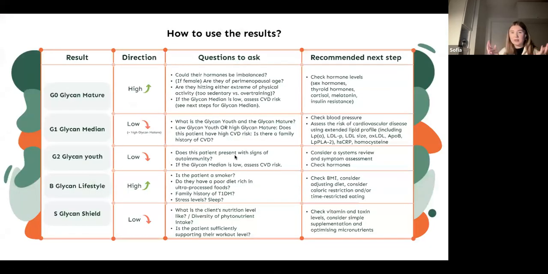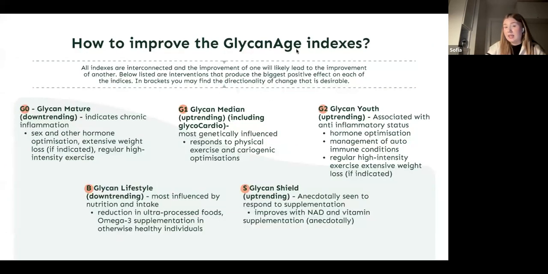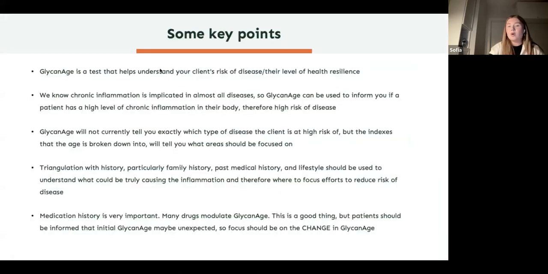So this is just a summary of everything we spoke about the different indexes, and you can refer to this table when you are going to be interpreting results for your own patients. So you have all of that in one place. And the same goes for the improvement of different GlycanAge indexes. For each index, we have summarized what is the biggest influence on all of them.